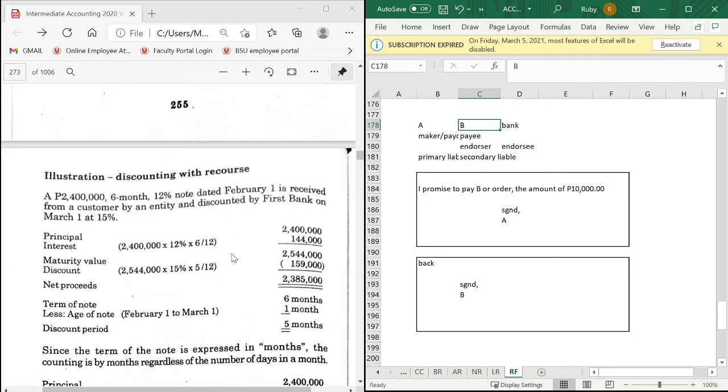Illustration. Ito na lang. Illustration with recourse. 6 months, 12% note dated Feb 1. So, 1 month lang yung lapsed pala.